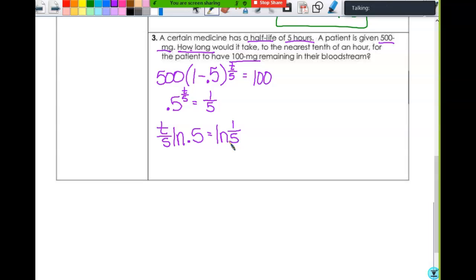So now I'm going to go ahead and divide. So I get t divided by 5 equals the natural log of 1/5 divided by the natural log of 0.5. Then I'm going to multiply both sides by 5. So t equals 5 times the natural log of 1/2 divided by the natural log of 0.5. And then it's just up to the calculator to do the rest.